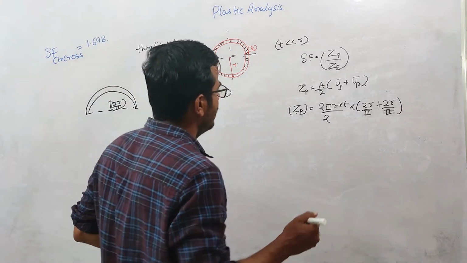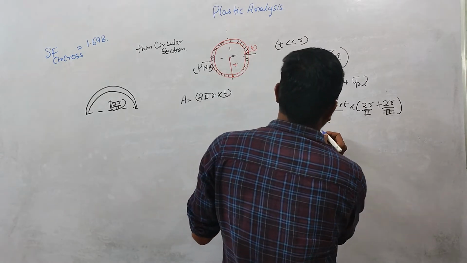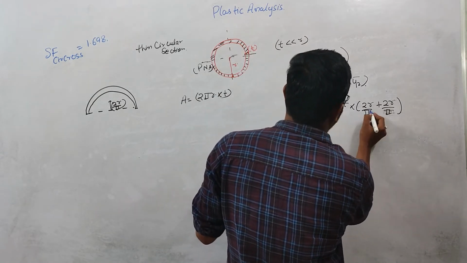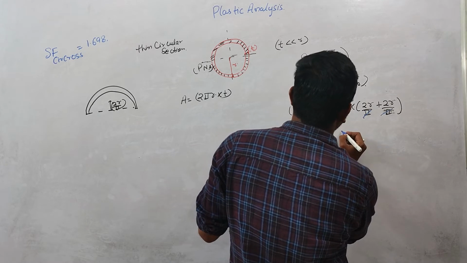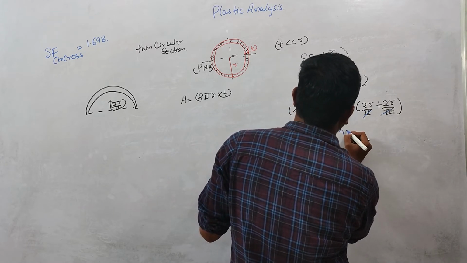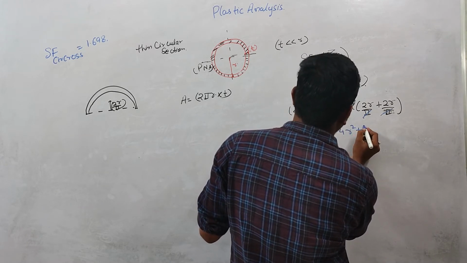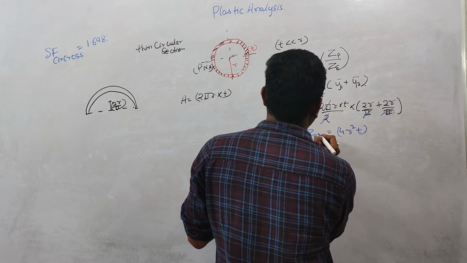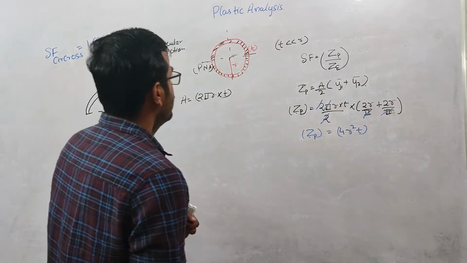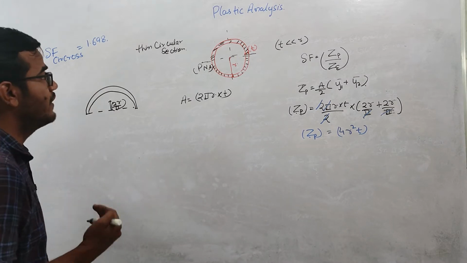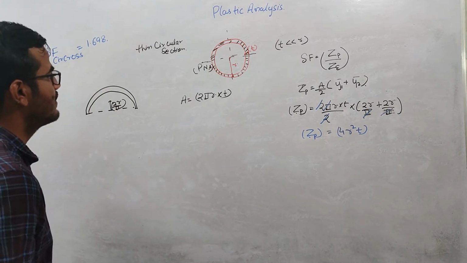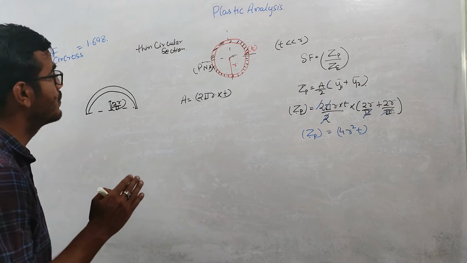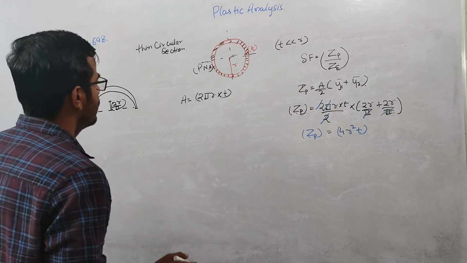Now if you calculate this value, this 2 will cancel out, and this pi will cancel each other. So this value comes out to be 4r square T. Okay, and this is the value of the plastic section modulus. Now we need to calculate the value of the elastic section modulus. The elastic neutral axis will be coinciding with the plastic neutral axis, already discussed.